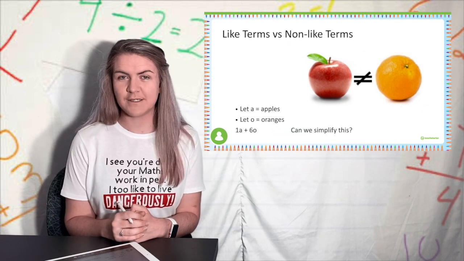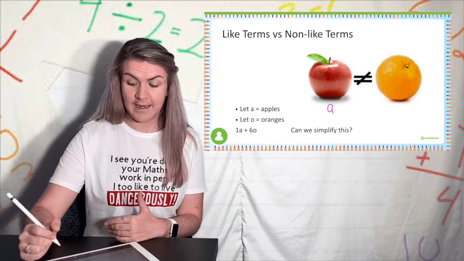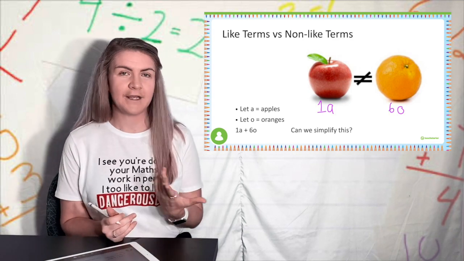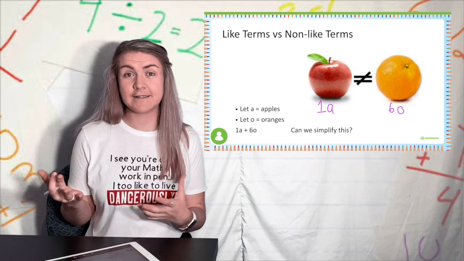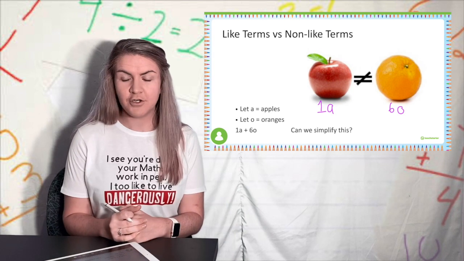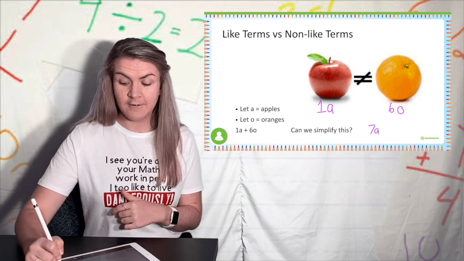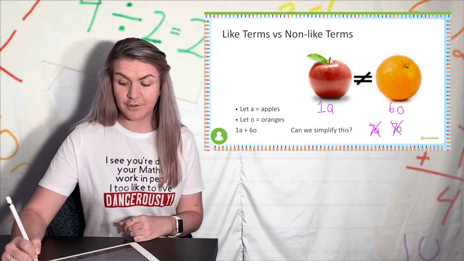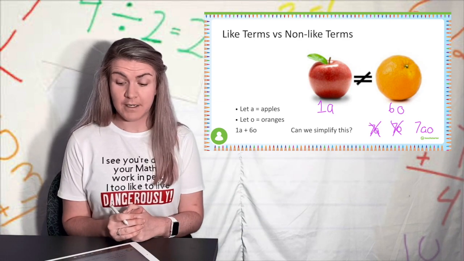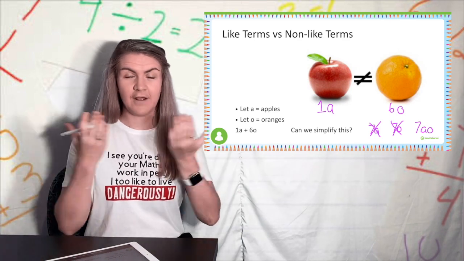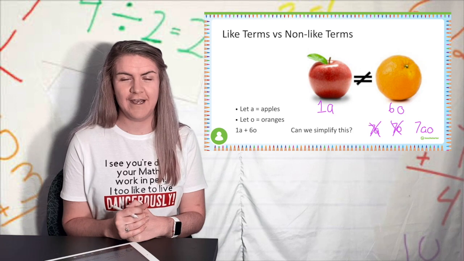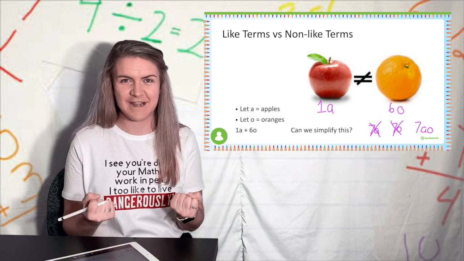Let's think of it like apples and oranges. Let's say my apple is an A and my orange is an O, and I've got 1 apple and I've got 6 oranges. Can I say that I've got 7 apples? No. Can I say that I've got 7 oranges? No. Can I say I've got 7 apples and oranges? No. So I couldn't write it as 7A, I could not write it as 7O, and I definitely couldn't write it as 7AO, because that would be 7 times A times O. So when I have an A and an O by themselves, I cannot add or subtract them because they are not like terms. We can only ever add and subtract pronumerals that are exactly the same.